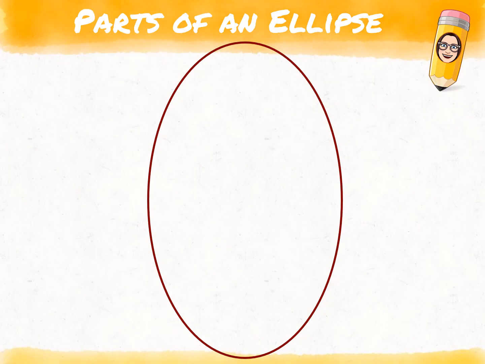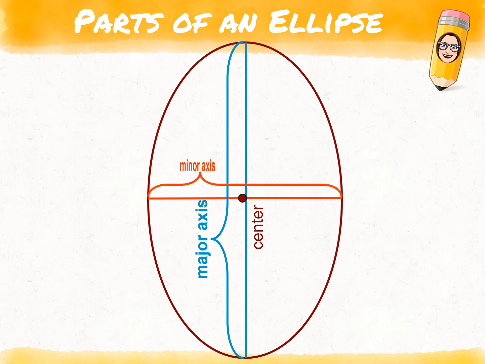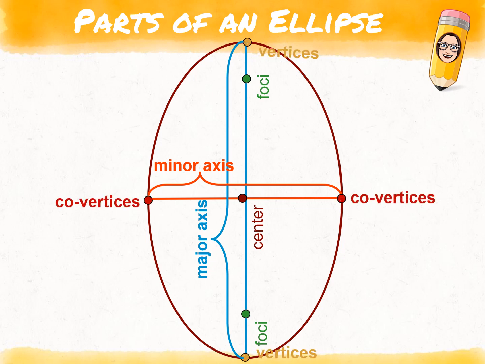All right, so let's look at it vertically as well. You do have a spot. You could probably fill this in. We still have our center point. Our major axis runs vertically. Our minor axis runs horizontally. And of course, we have our foci, our vertices, and our covertices. If you need a moment, please pause this to jot these down.